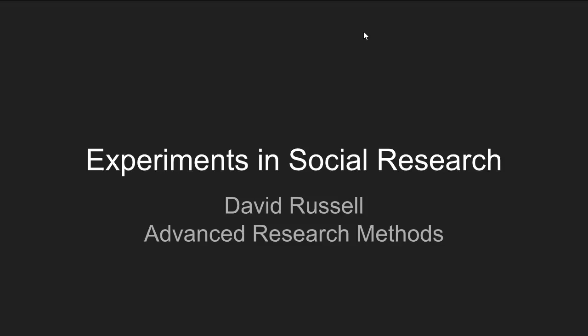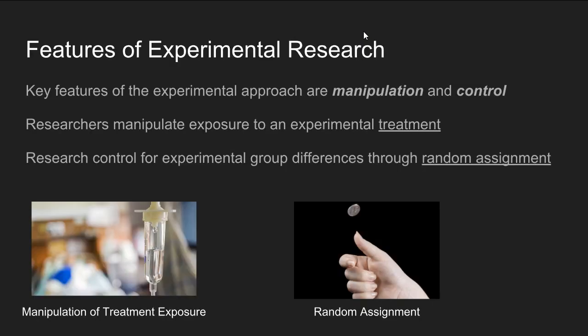One type of social research method to identify causal factors includes experiments. Experimental research has two key features, and those are manipulation and control. In terms of manipulation, researchers are able to manipulate exposure to an experimental treatment. That is, some type of exposure that the researcher believes affects a particular outcome.